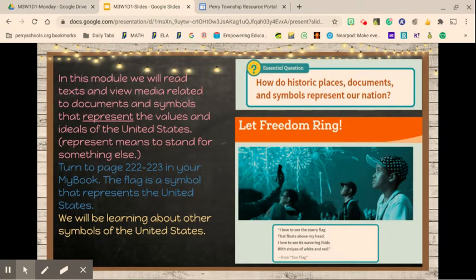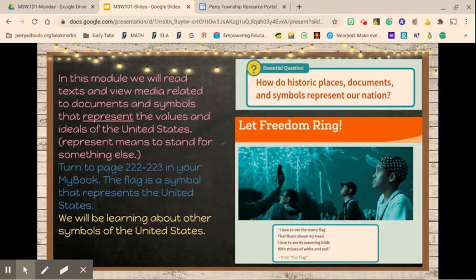So in this module, we will read text and view media related to documents and symbols that represent the values and ideals of the United States. Represent means to stand for something. I've been using this word represent quite a bit in our math when we're doing our number stories. I am asking you to draw circles to represent whatever it is that we're measuring. So maybe if we're splitting something between 5 people, I'm asking you to draw circles to represent the 5 people.